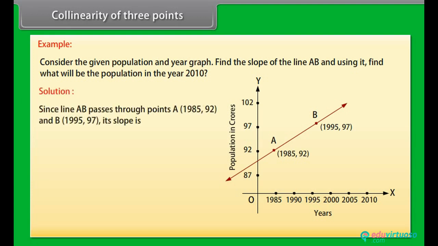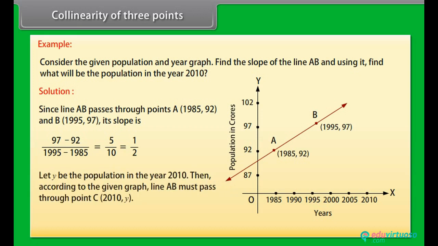Since line AB passes through points A (1985, 92) and B (1995, 97), its slope is (97 − 92)/(1995 − 1985) = 5/10 = 1/2. Let y be the population in the year 2010. Then according to the given graph, line AB must pass through point C (2010, y).